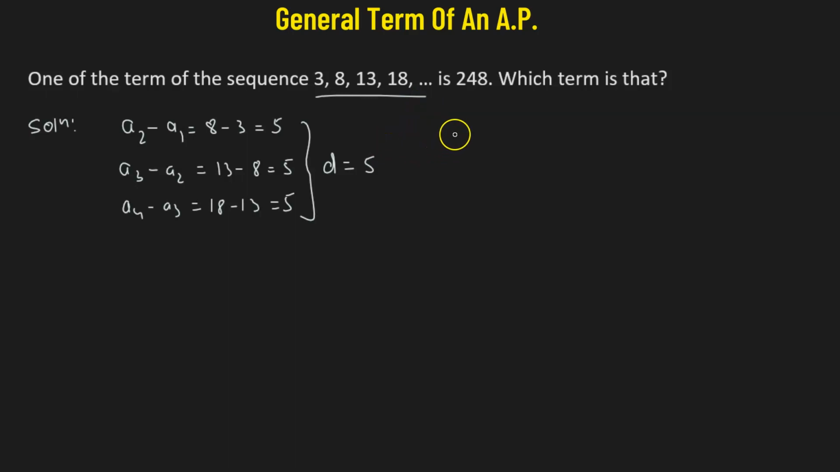Now, since it's an AP, the nth term is given by a1 plus n minus 1 times the common difference d. So the first term is 3, plus n minus 1 times the common difference 5. So we have 3 plus 5n minus 5, or simply 5n minus 2. This is the nth term.